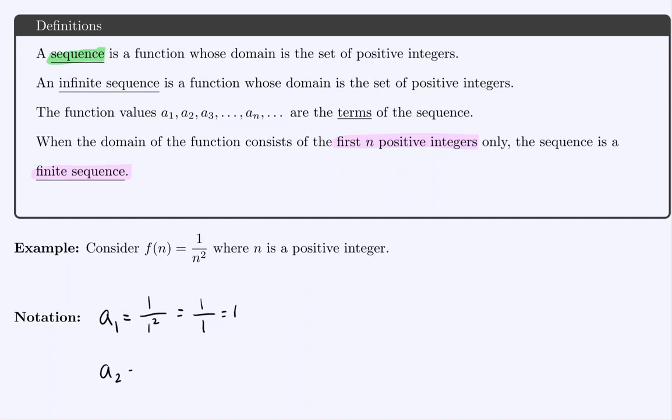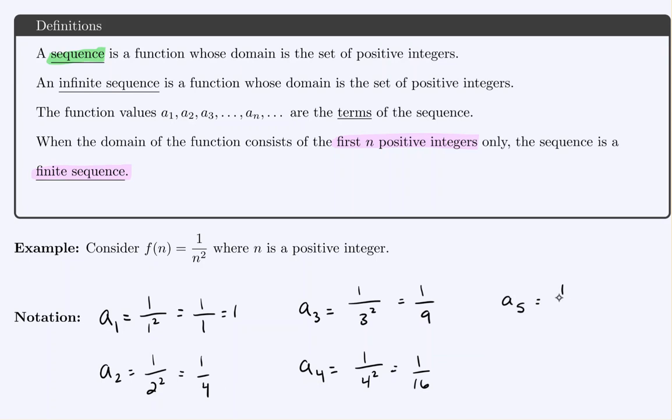We could find the second term of the sequence. We now say 1 over 2 squared, which would give us 1/4. The third term of the sequence, 1 over 3 squared, which would give us 1/9. Why don't you take a moment to find the fourth term and the fifth term? For the fourth term, we would find 1 over 4 squared, which is 1/16, and 1 over 5 squared would be the fifth term, 1/25.